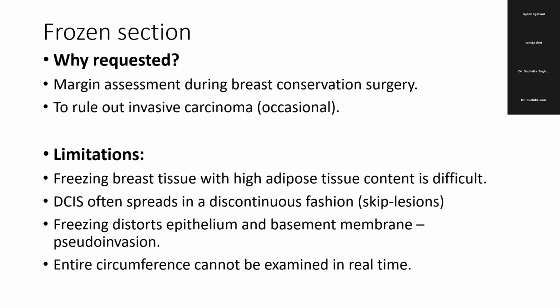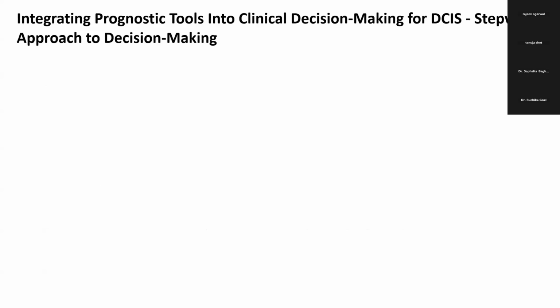For example, if it is a BCS and we might say that the margin is clear, but DCIS has a tendency to present as skip lesions, there might be a focus sitting 1 centimeter away. Also, freezing distorts epithelium and basement membrane, so it may look like a pseudoinvasion. And of course, the entire circumference of the specimen cannot be examined in real time. We just see a few sections which appear close to us on cross examination.